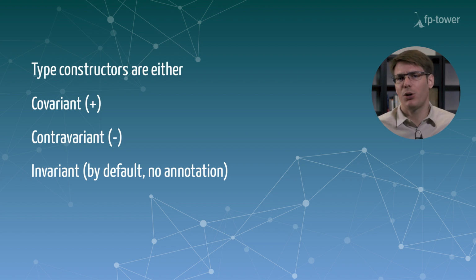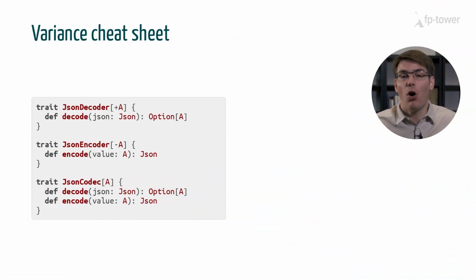Personally, I always struggle to get my head around variance, but I have an example that helps me to remember how it works. Let me share it with you. When we work with JSON or other serialization formats, we generally need the following three traits. 1. A JSON decoder, which takes a JSON and tries to parse it into an A. 2. A JSON encoder, which takes an A and formats it into JSON. And 3. A JSON codec, which combines both the encoder and decoder.